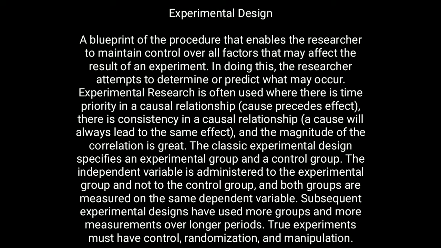The classic experimental design specifies an experimental group and a control group. The independent variable is administered to the experimental group and not to the control group, and both groups are measured on the same dependent variable. Subsequent experimental designs have used more groups and more measurements over longer periods. True experiments must have control, randomization, and manipulation.